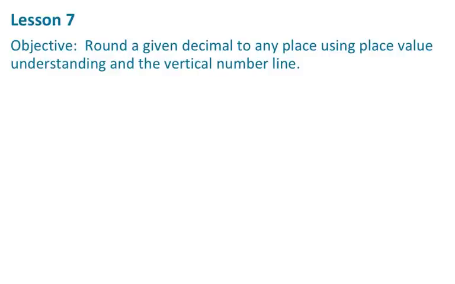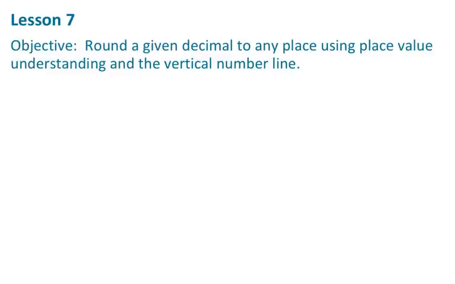This is grade 5, module 1, lesson 7. And in this module, the objective is to round a given decimal to any place using place value understanding and the vertical number line. So the vertical number line may be something new to parents, and the students are starting to get used to that.